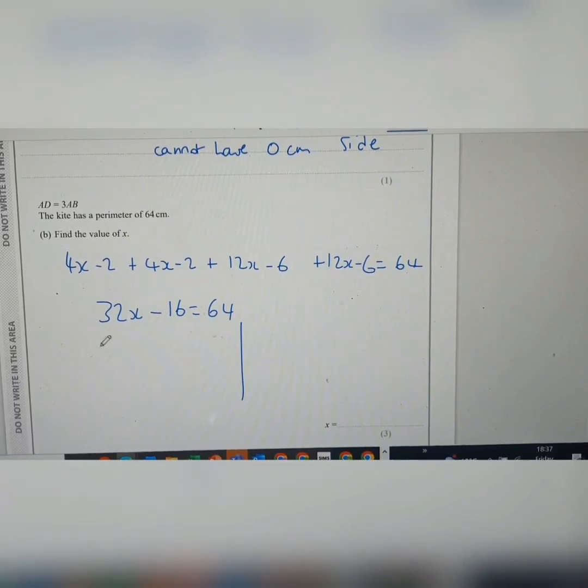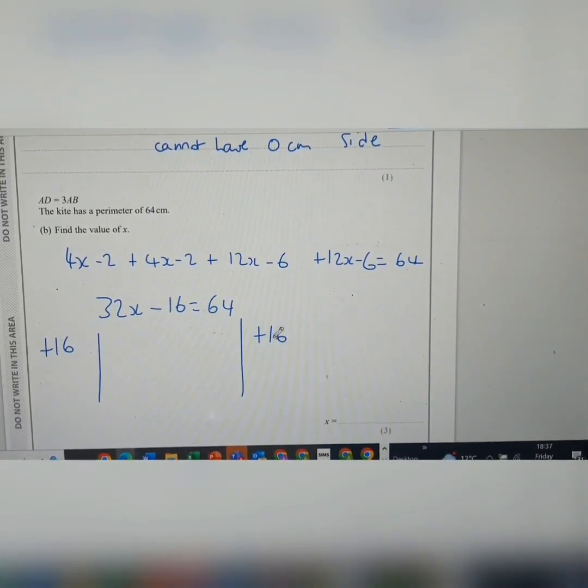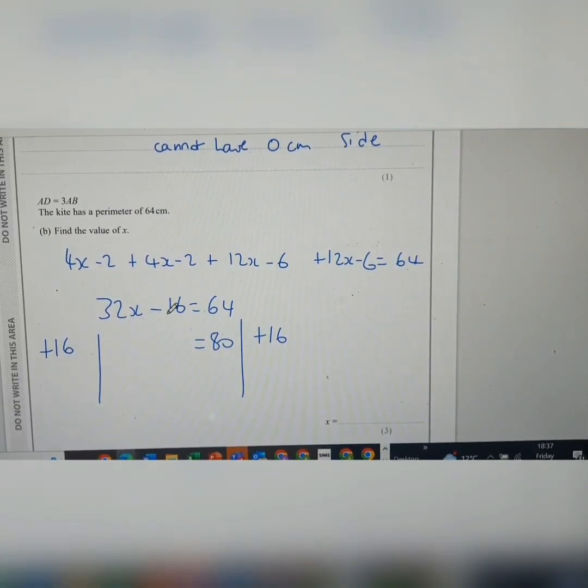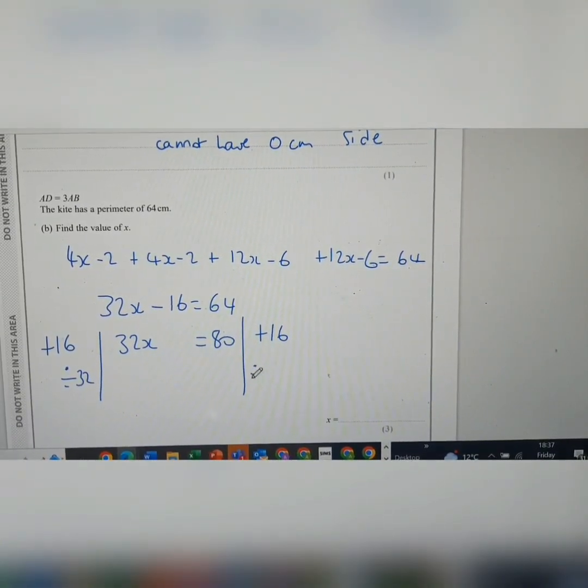So you're going to solve for x by adding 16 to both sides. So if you add 16 to 64, that's going to be 80. If you add 16 to the left side, I will end up with 32x. Then I'm going to divide by 32.